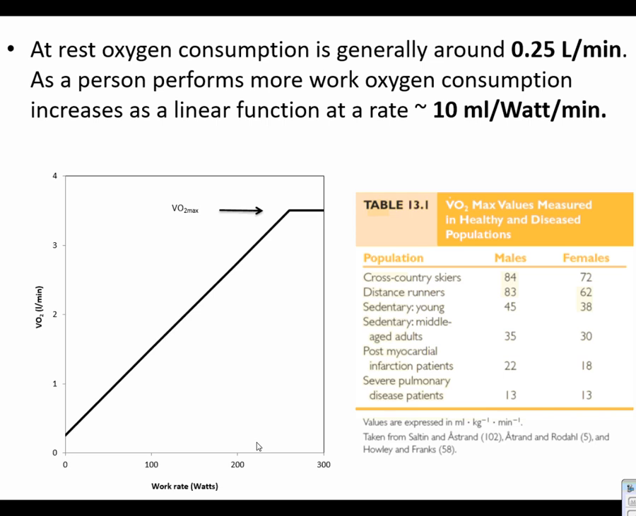And it's, like I said, very linear. It increases at a rate of around 10 milliliters per watt per minute. So if you ever wanted to calculate it, you could. Not that I would ever ask you that. Over on the right, you can see a table showing different VO2 max values for healthy and diseased populations. And sedentary, we can kind of think of as diseased, because they are very, very low compared to others. Any questions on respiration?